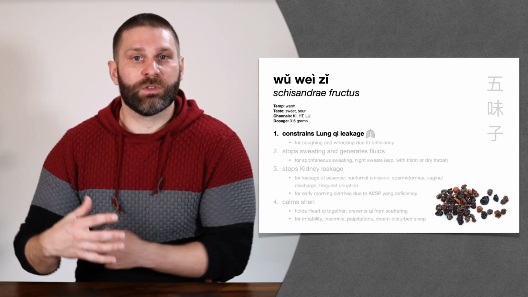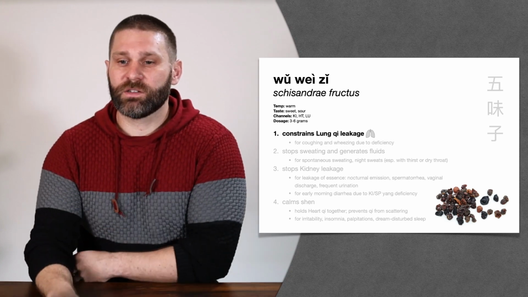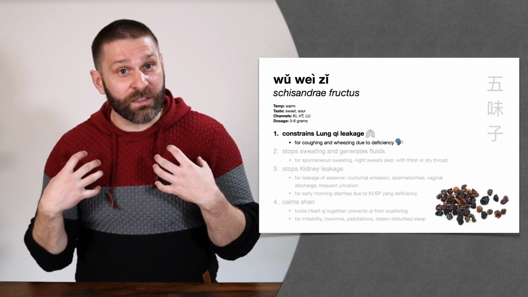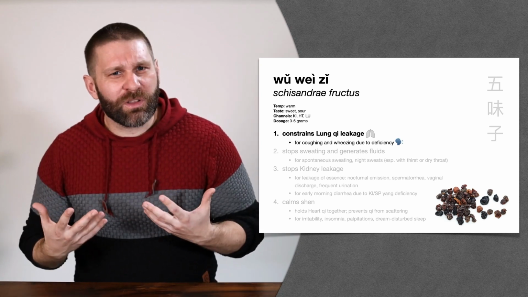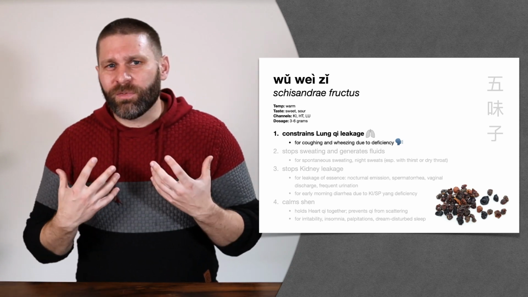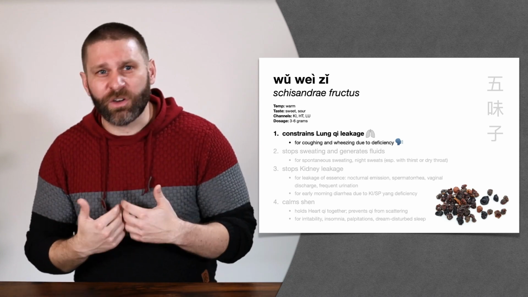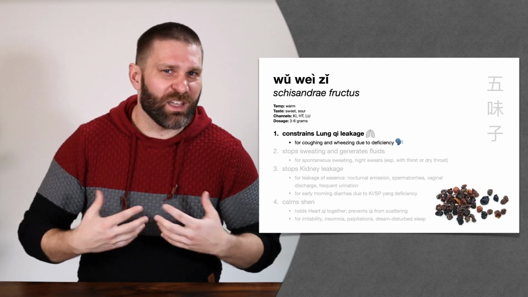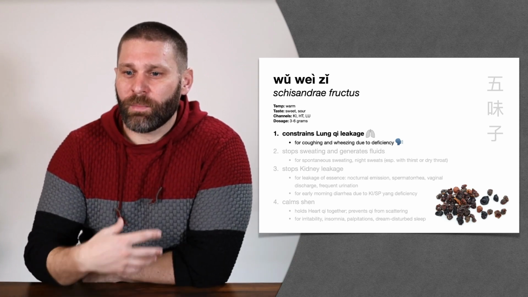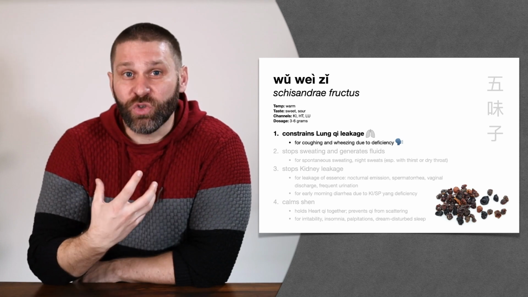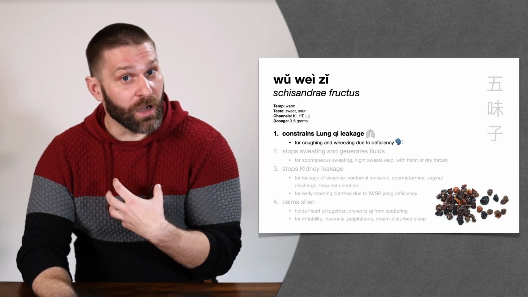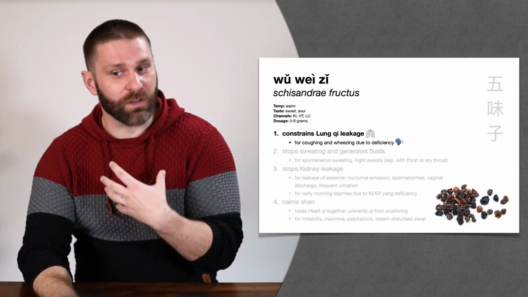So Wuweizi, like we said, we're in the category of lung qi leakage. So Wuweizi constrains lung qi leakage, and we can say this is for coughing and wheezing due to deficiency. So again, sometimes we think about coughing and wheezing as rebellious lung qi, but here we can also think about it as if the lung qi is deficient, it fails in its function of down-bearing the qi, and so it kind of leaks back up and outward. So Wuweizi, by virtue of its sour flavor, can induce astringency to stop leakage of lung qi to treat things like coughing and wheezing due to lung deficiency, like lung qi deficiency or lung yin deficiency.